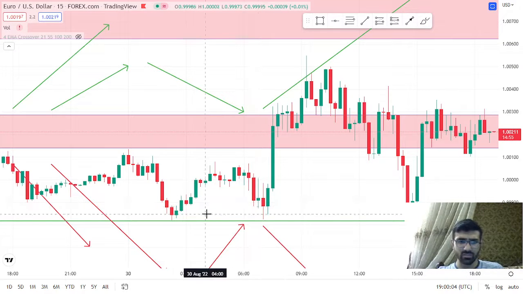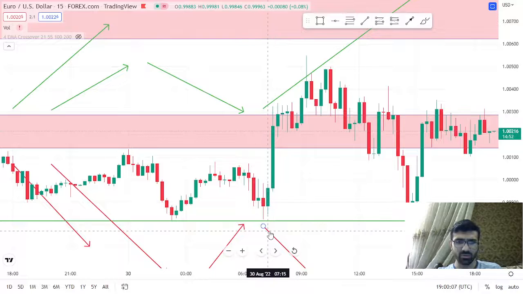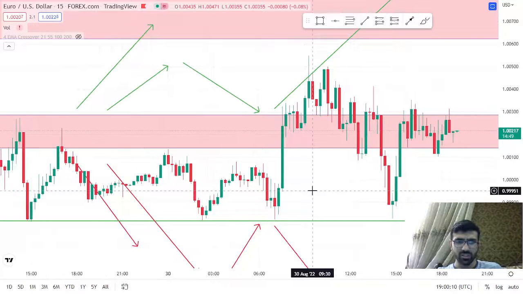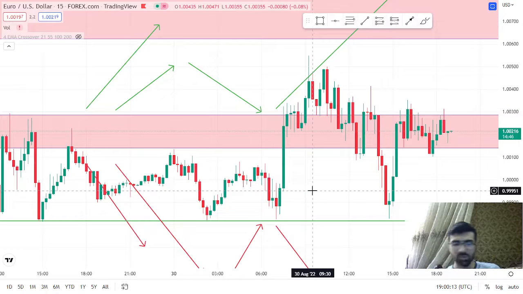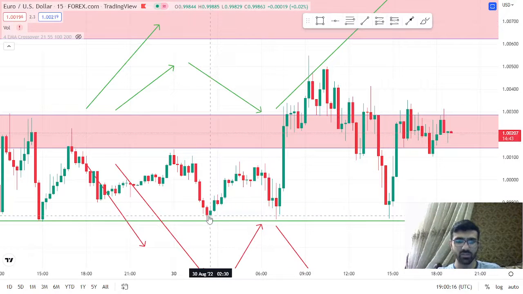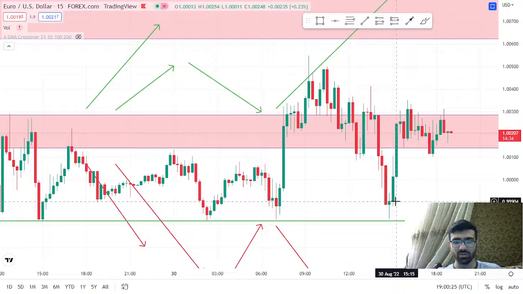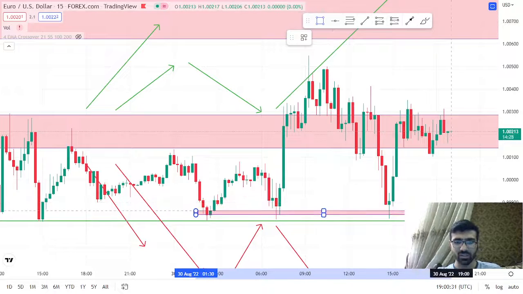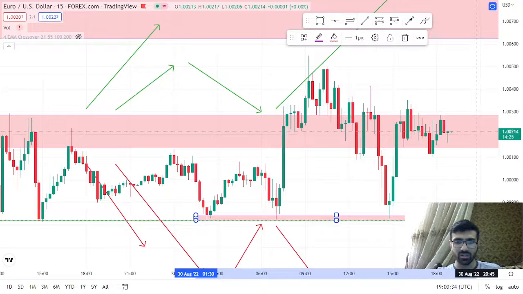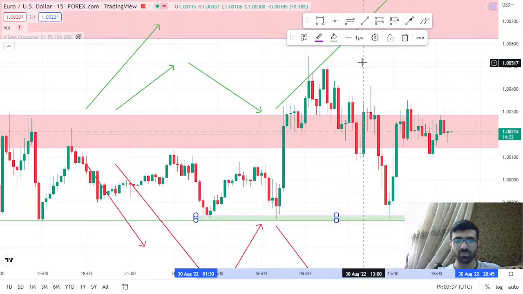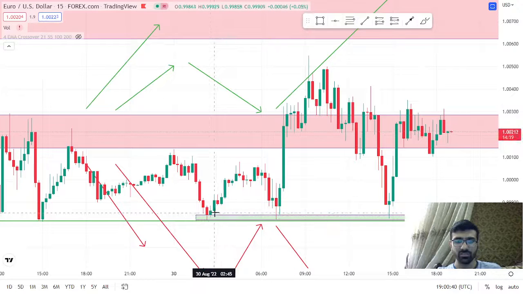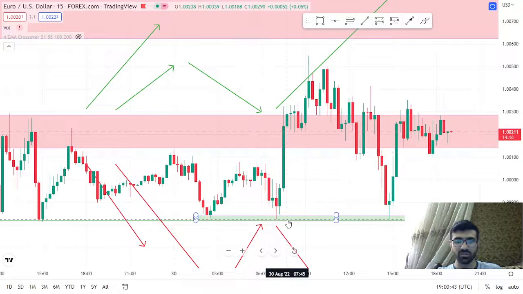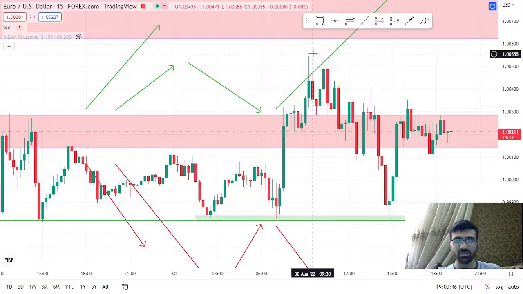As you can clearly see, this support area was tested twice. So if you are following my videos and you know how to trade a double bottom, then these two bottoms were clearly tested, and we could have gone long over here, and similarly over here. The only thing you had to do was mark this area, and we could have made good profit simply by marking it. This was a bottom, and this was a second bottom test, and the market closed above this area, and we could have gone long from here.